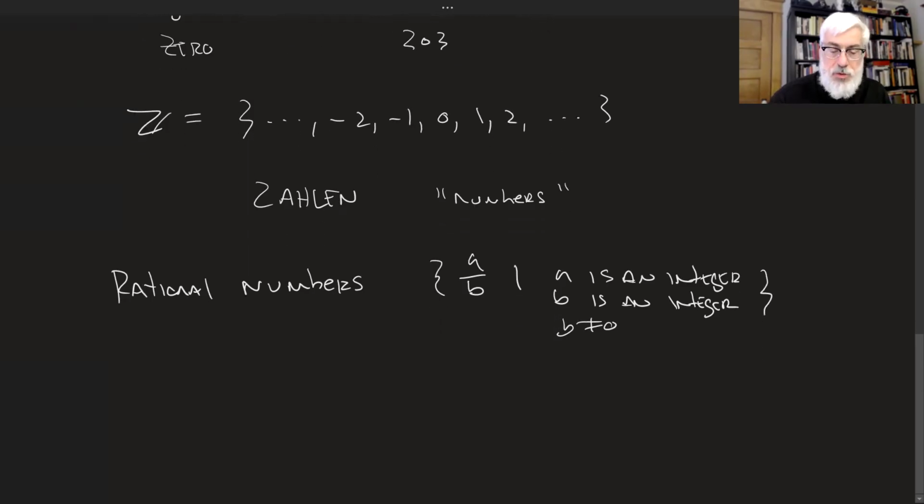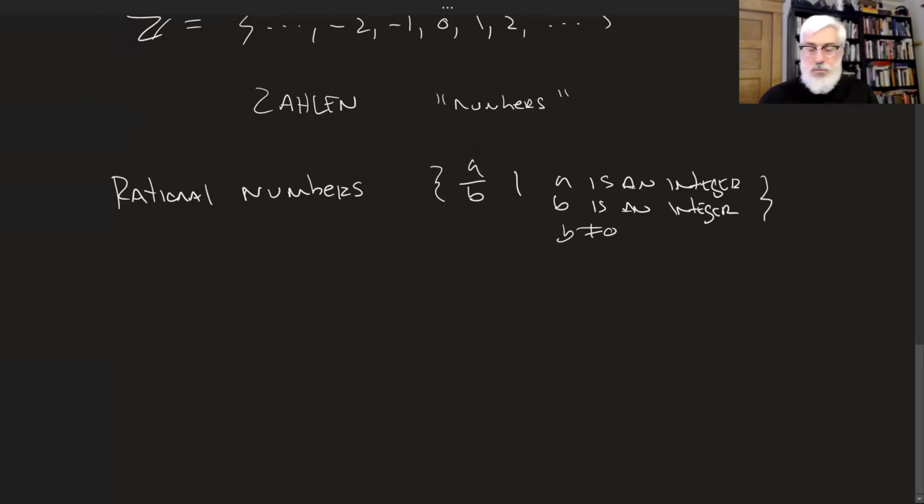A couple notes just to be consistent here. We have the set notation, and then we have this little vertical line. This means such that. So when we read the set, it says the set that contains a over b such that, and then we have a definition of a as an integer, b as an integer, and b is non-zero.